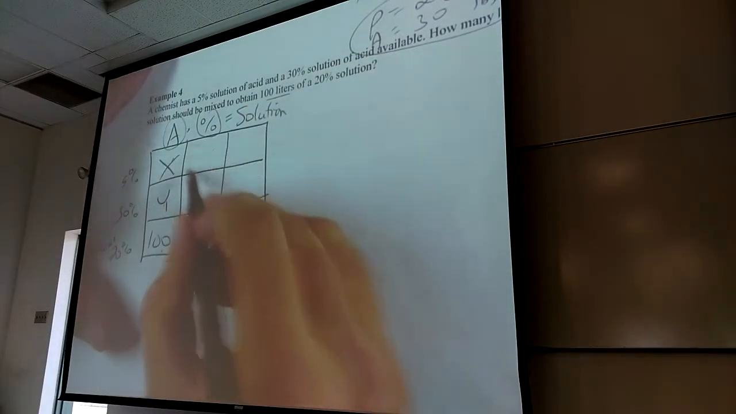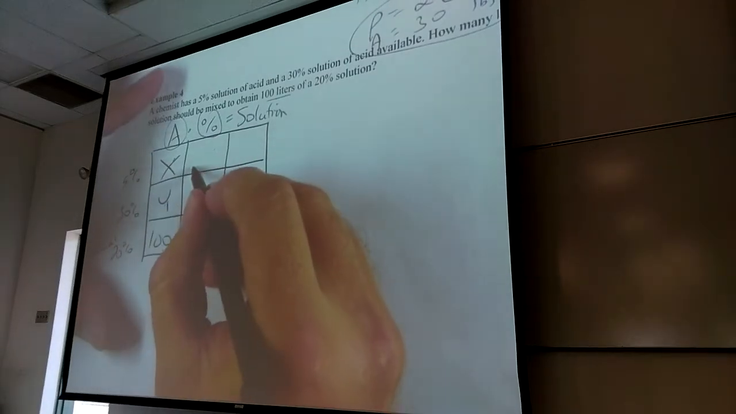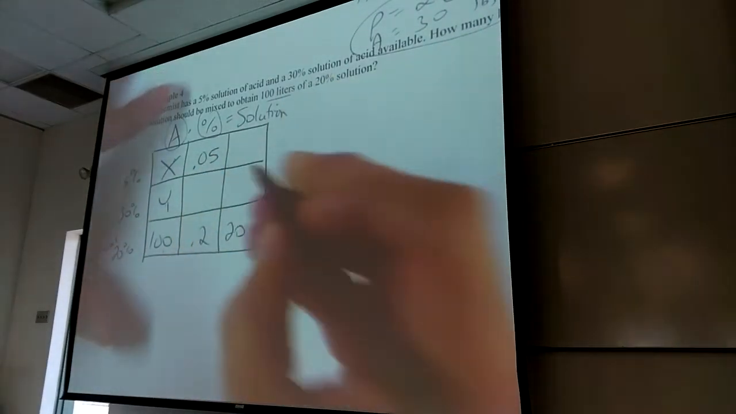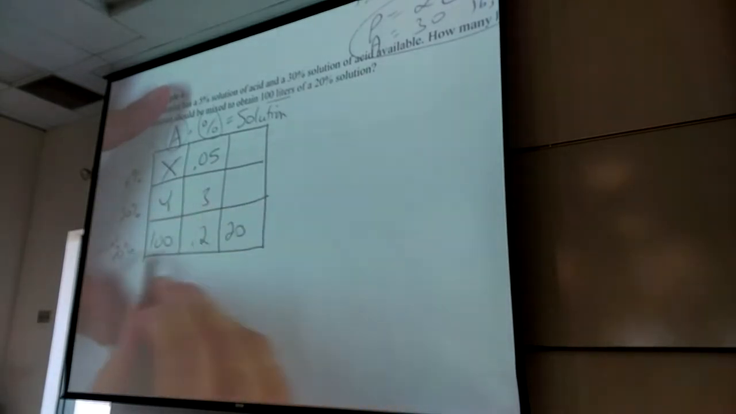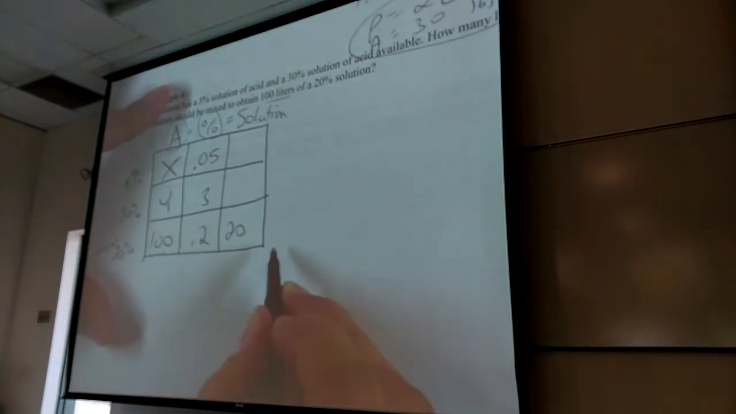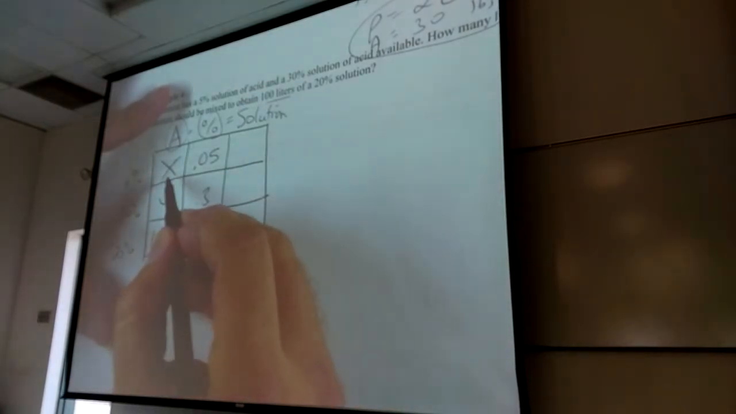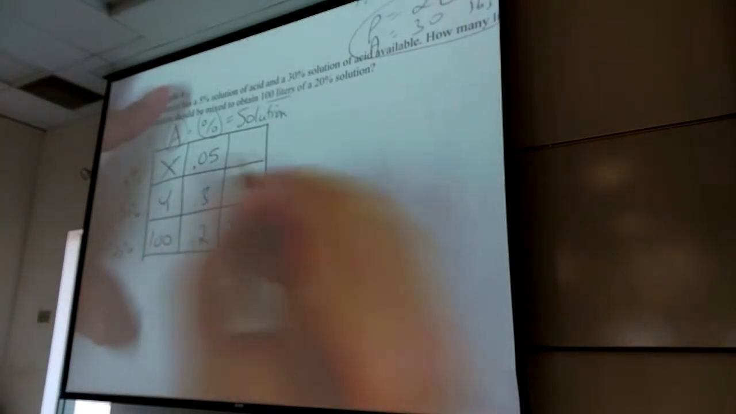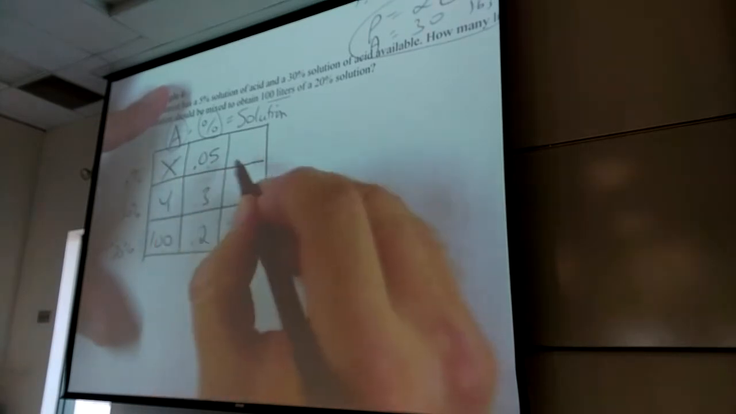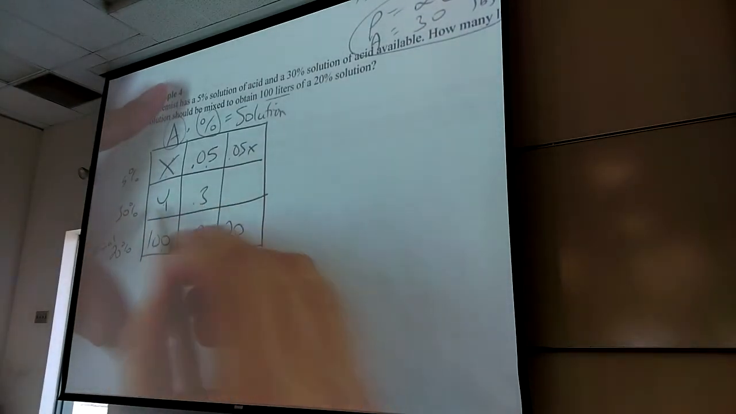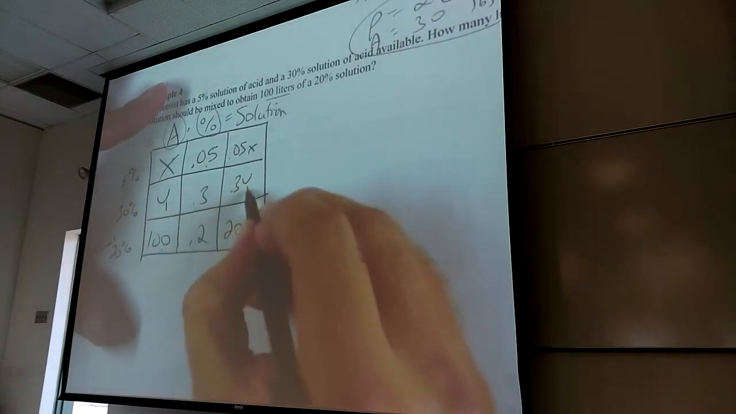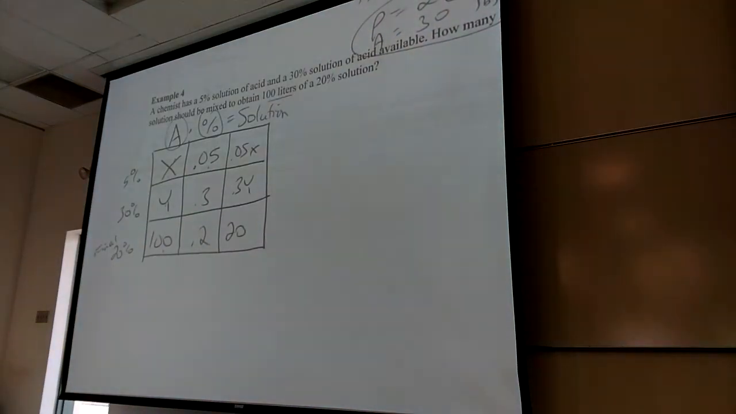Now, what do I put here for 5%? I put 0.05. And what goes here? 0.3. And now do the same thing I did here. I just don't know what X is yet, but whatever it is, how much acid would be in this? 5% of X, so 0.05X. And how much acid would be in this? 0.3Y.